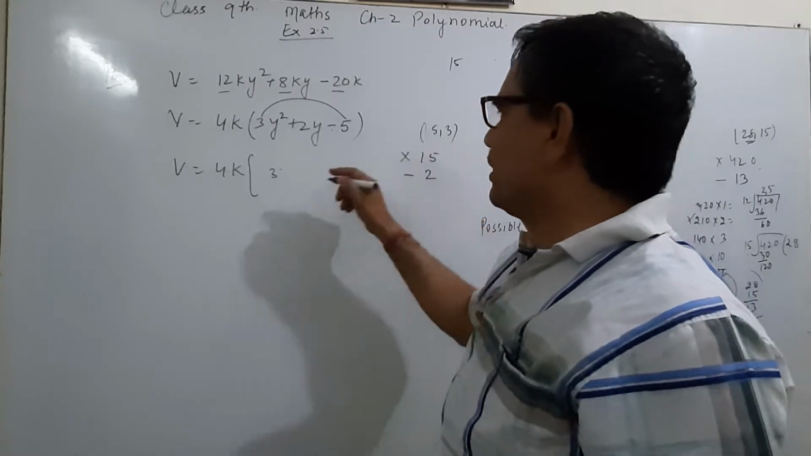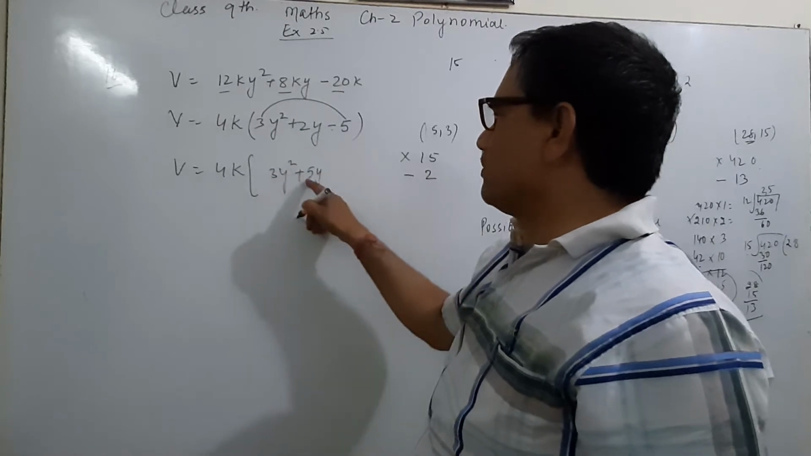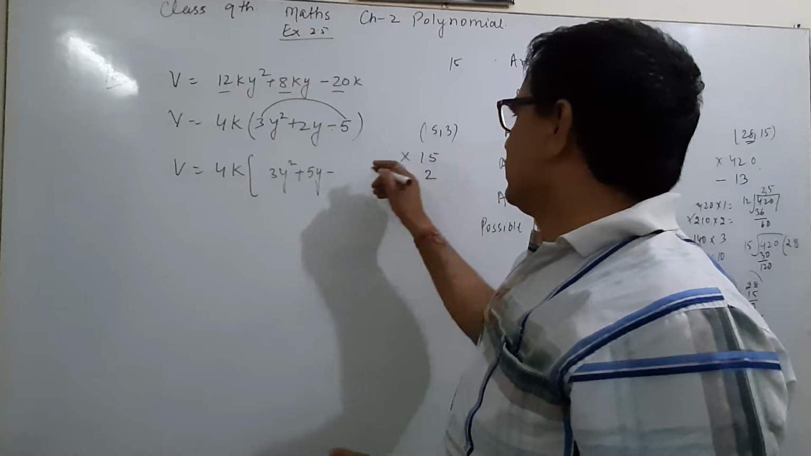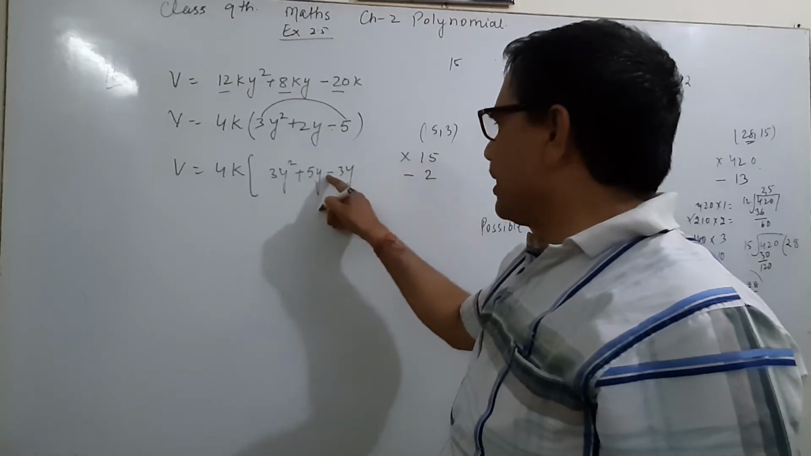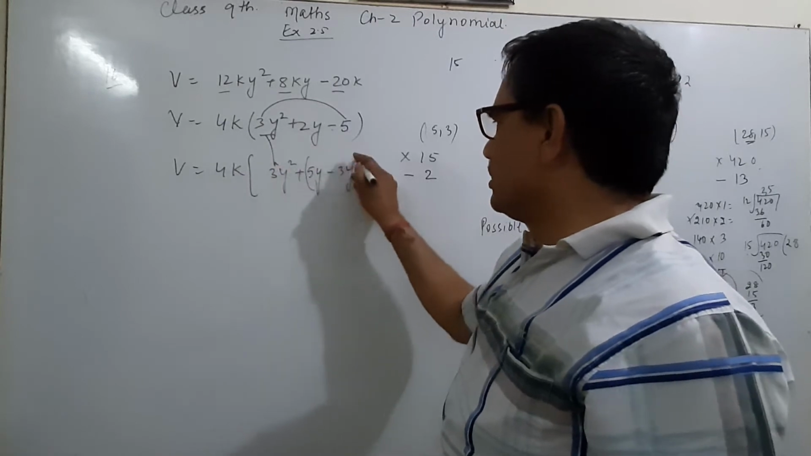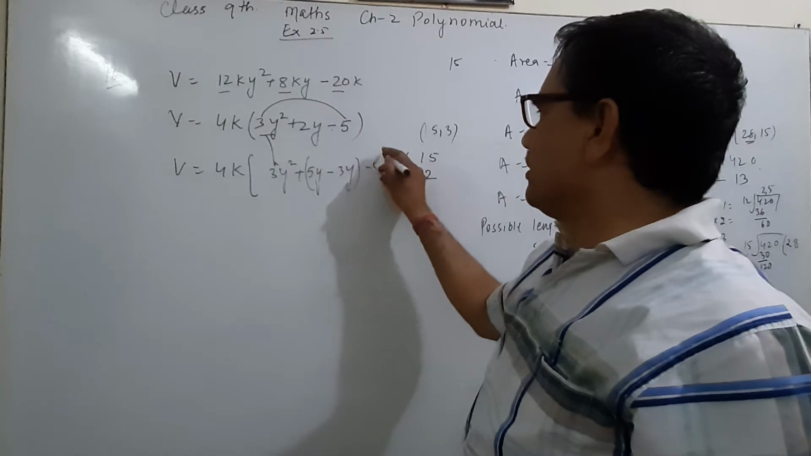We have to write first 5. 3y square plus 5y, here is plus, therefore we write the sign plus. Minus, difference means minus 3y. It means 5y minus 3y is equal to 2y. Others are the same, and minus 5 is the same.